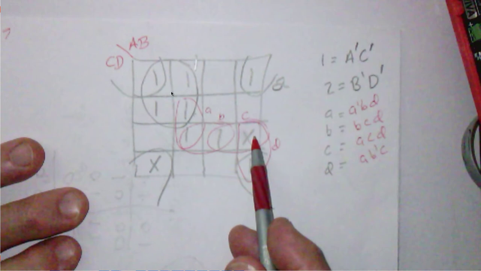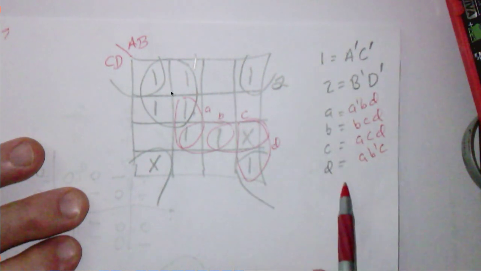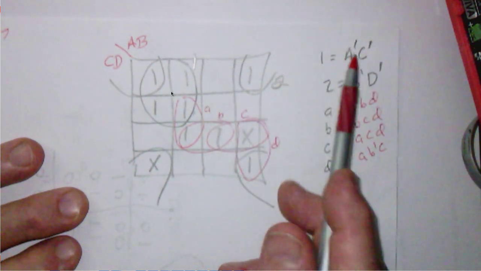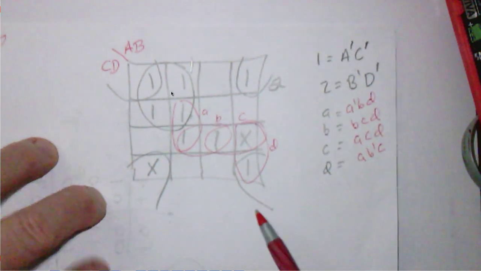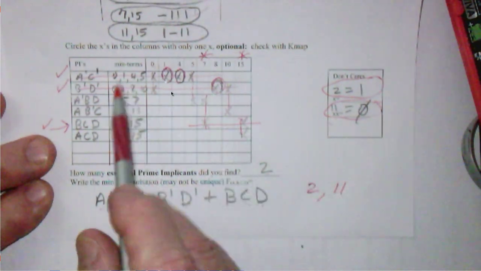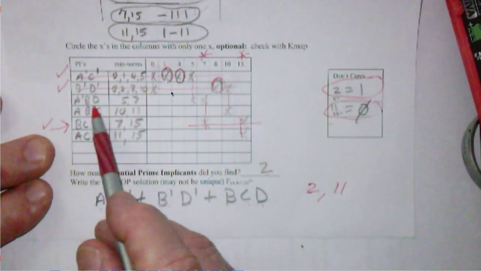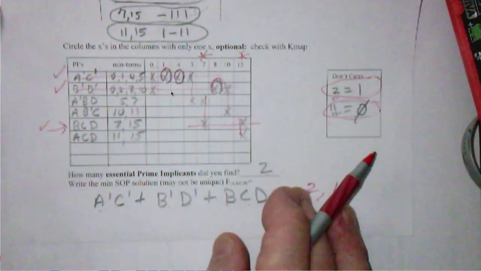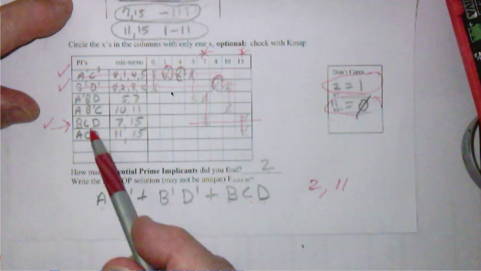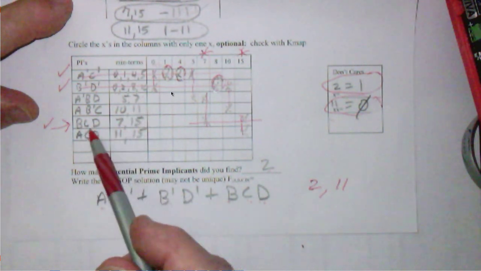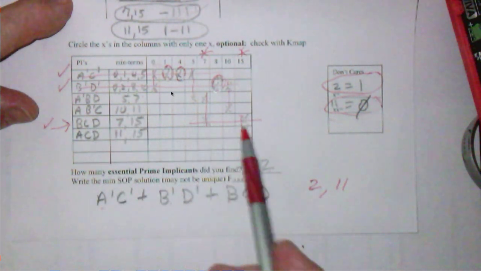And of course, that's a don't care. That's fine. We still list all these terms. And so then we see we have 2 variable terms, 4 3 variable terms. That's exactly the same thing we got on our prime implicant selection chart right here. 2 variable terms, 4 3 variable terms. And then we selected them. We took the 2 essentials, and then we took one of the non-essentials, 715, which covered the last 2 terms. And we're done. And there's our answer. A prime C prime plus B prime D prime plus B C D.